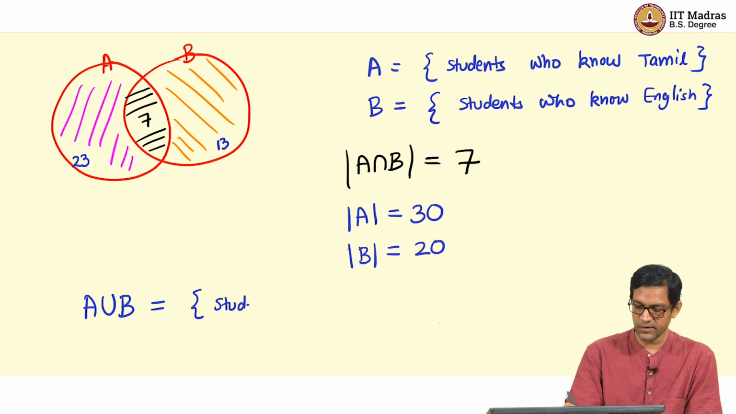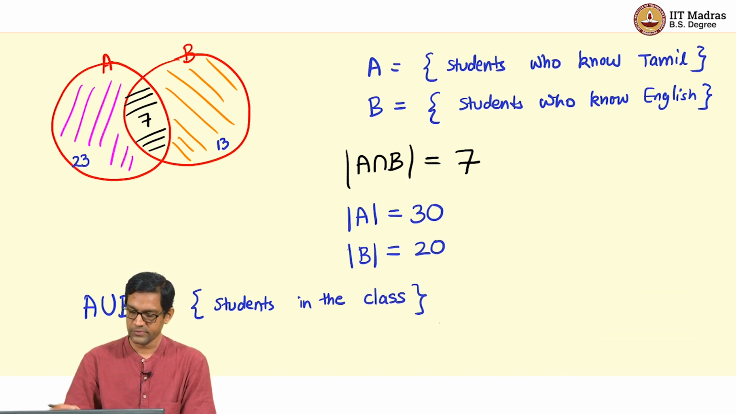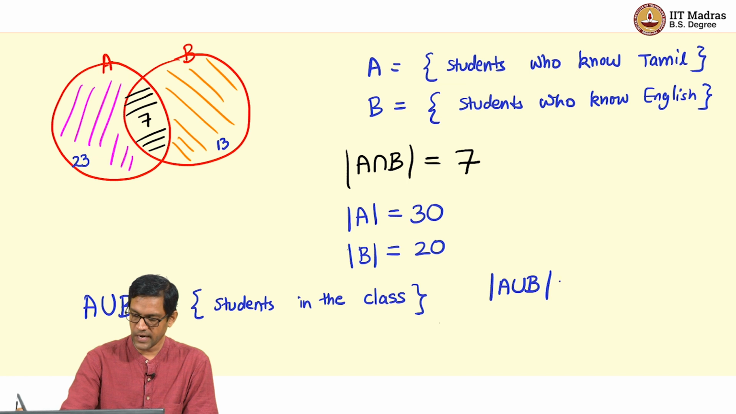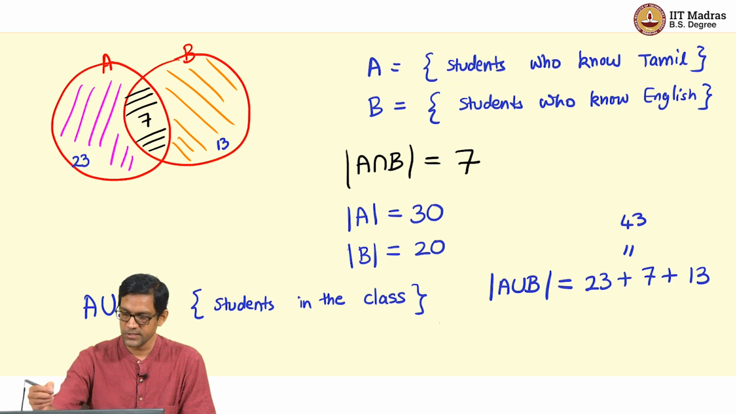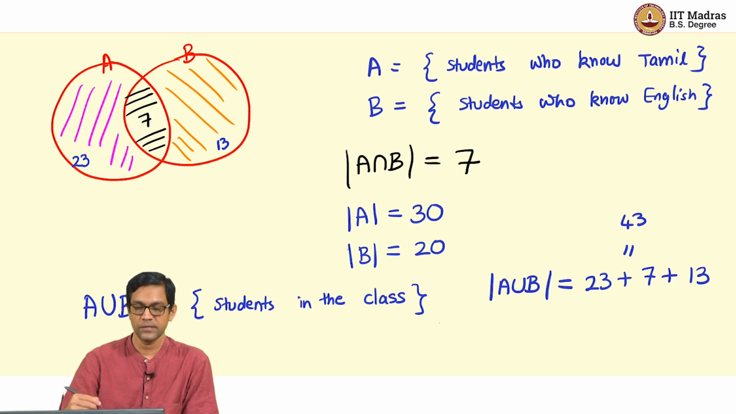This is the full set of students in the class, because you are also given that every student knows one or both of these languages. So, what is the cardinality of the set A union B? It is the cardinality of these 3 regions added together, that is 23 plus 7 in the intersection and 13 on the other side, and well, whatever that works out to be, 43 in this case. But what we really want to do is to be able to understand how to get this answer more directly using the given pieces of information.